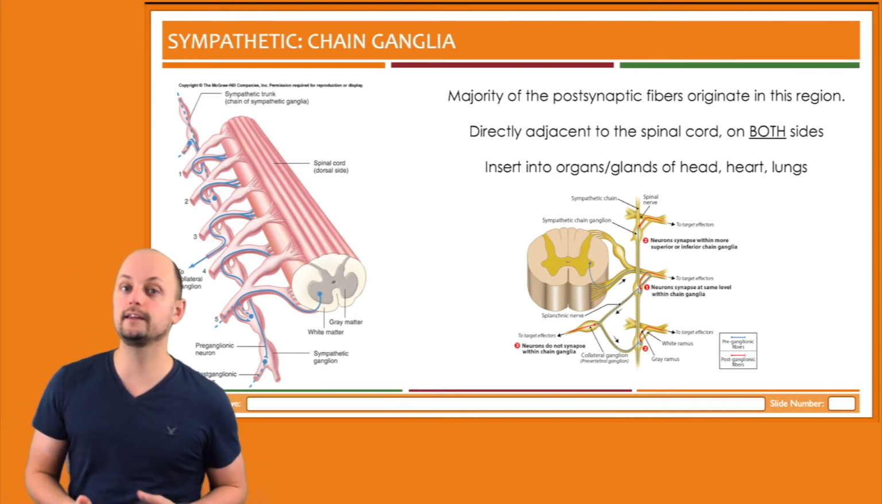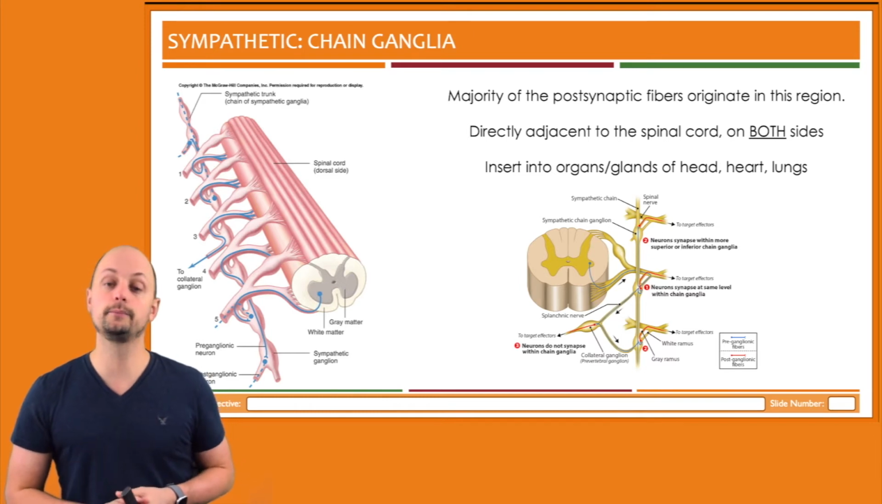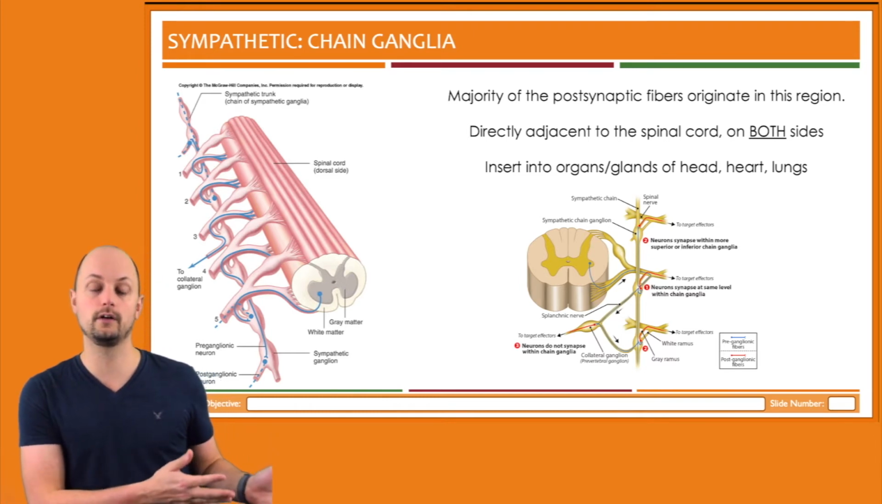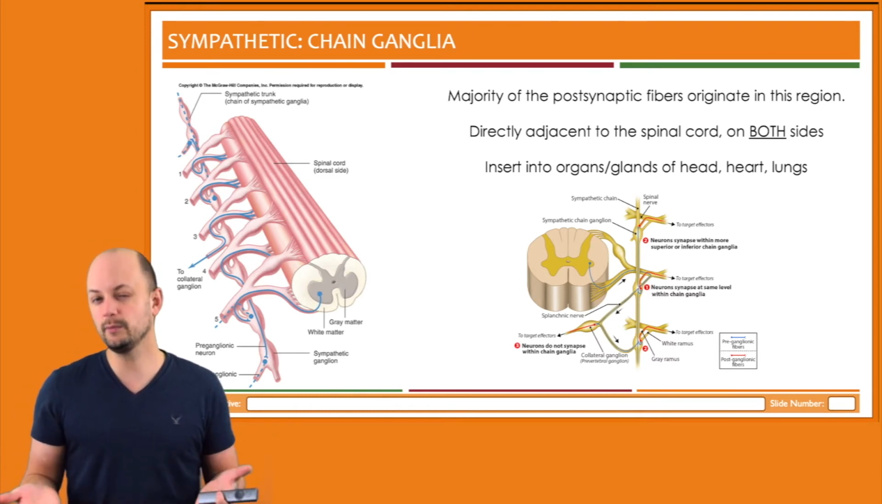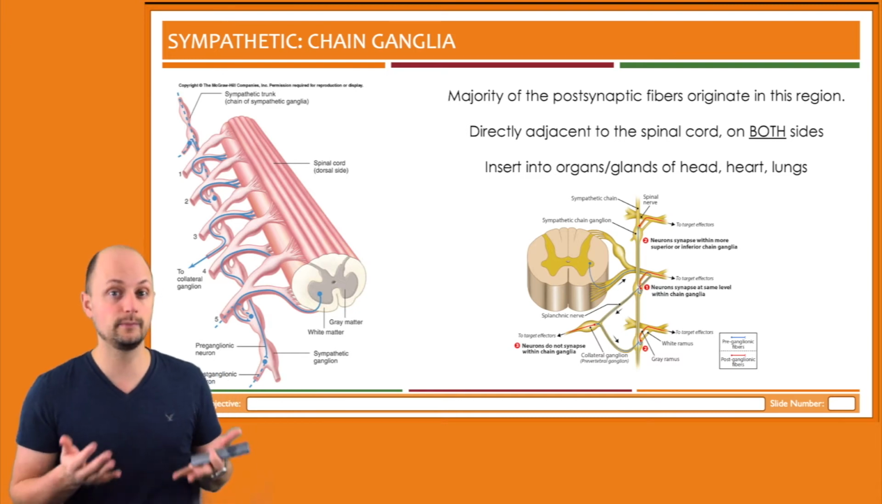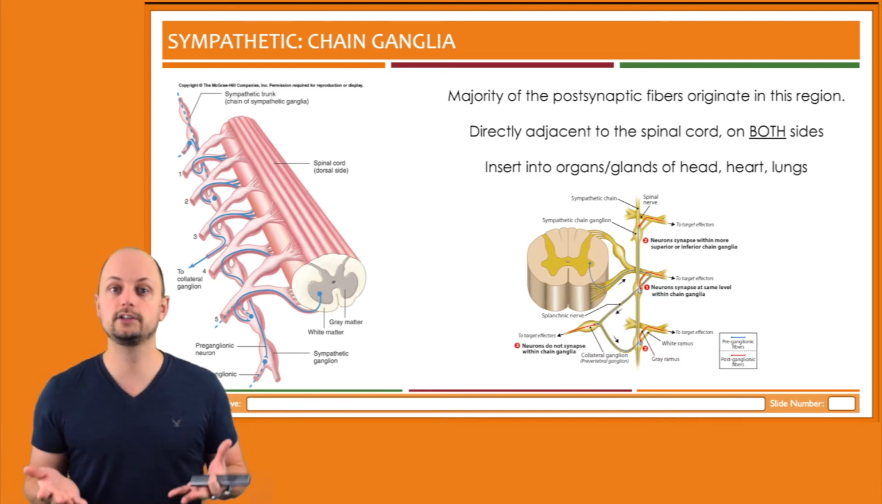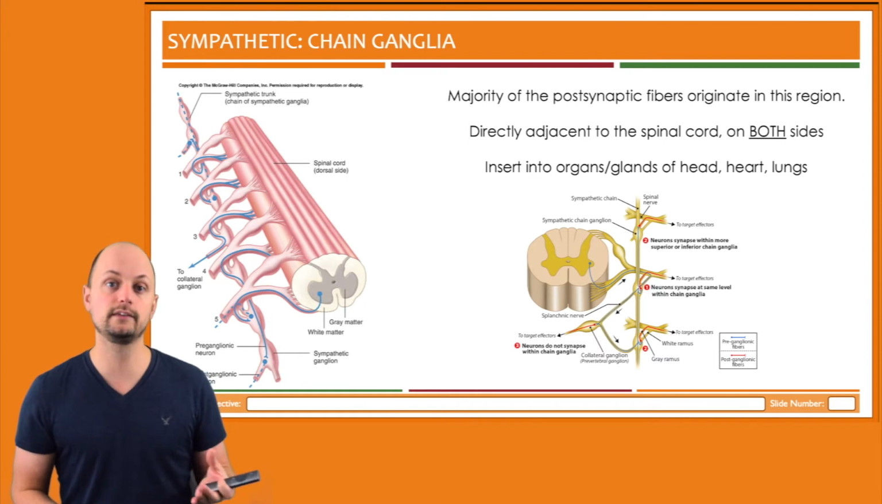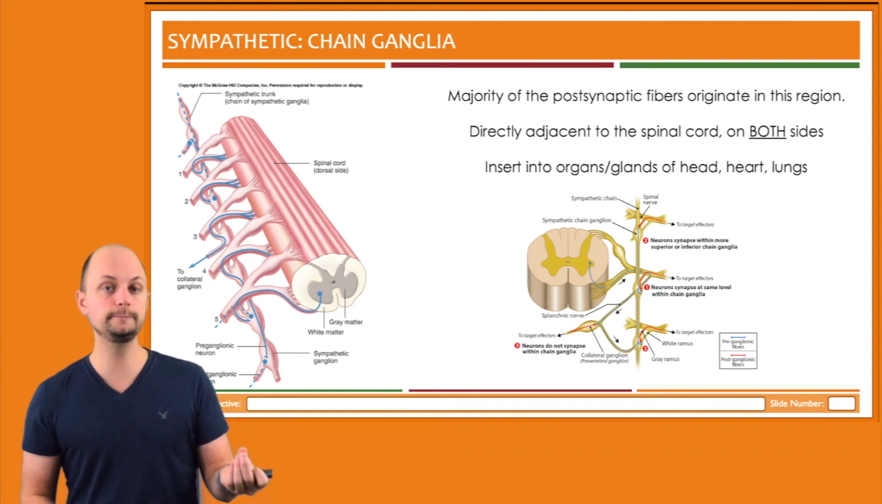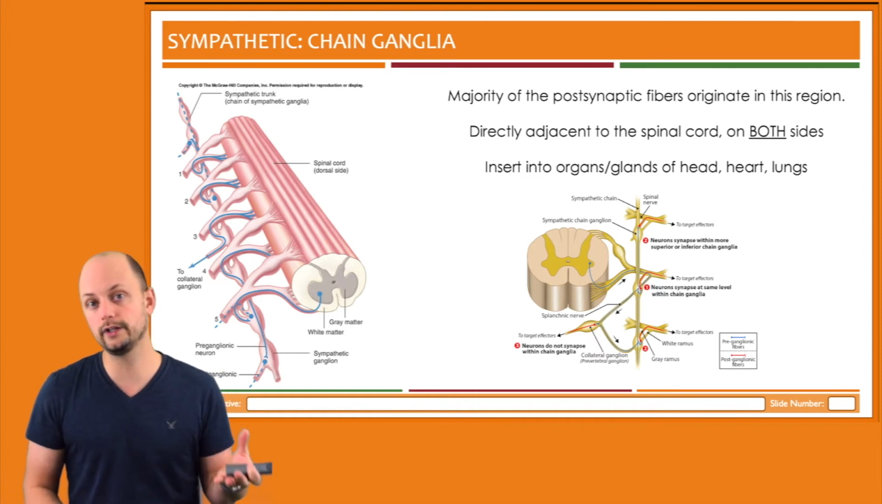Now, one thing that isn't super clear from this diagram, but we know from talking about earlier units, is that pretty much everything in the nervous system is symmetrical. So the sympathetic chain ganglia is actually present on both sides of the spinal cord. But in this diagram, it's only represented on the right-hand side.